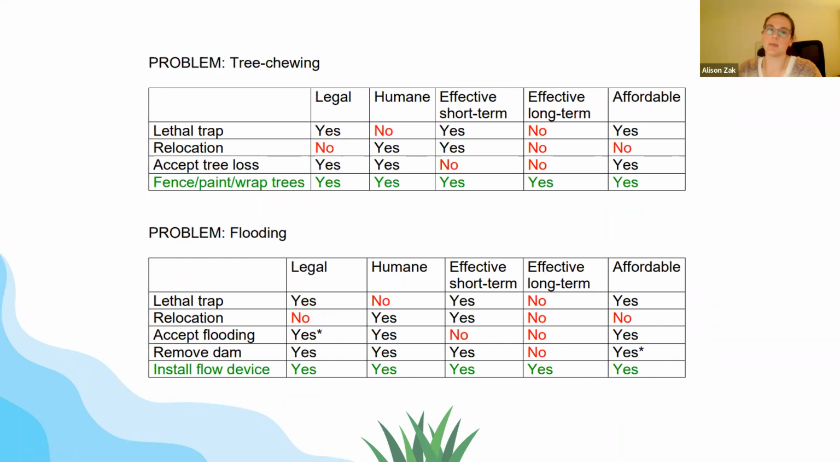And then on the bottom, same thing for flooding. And instead of protecting the trees, the two things that are different there would be removing the dams, which is an option to address flooding. It is effective in the short term, but the beavers are going to rebuild those dams so fast, you won't believe it. And so the one in green at the bottom there is installing what's called a flow device, which is what PVAS did at Cool Spring. And I will talk more about those in just a moment.